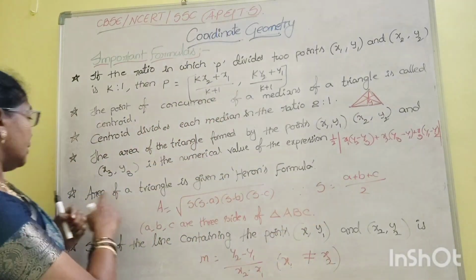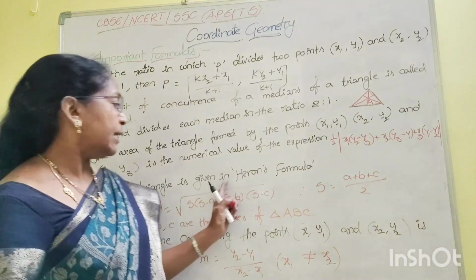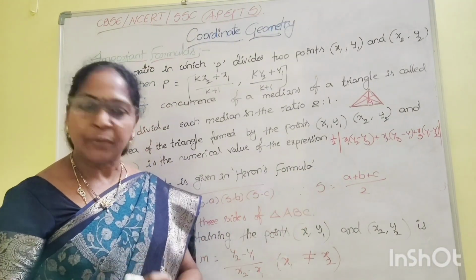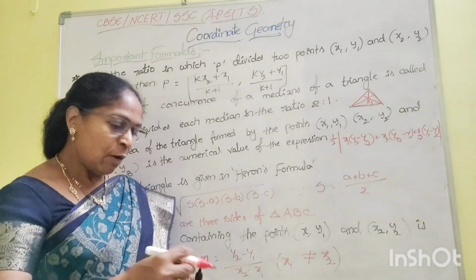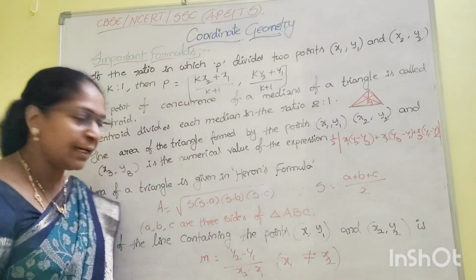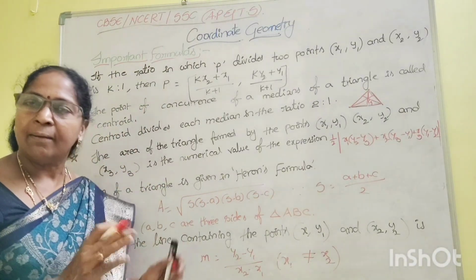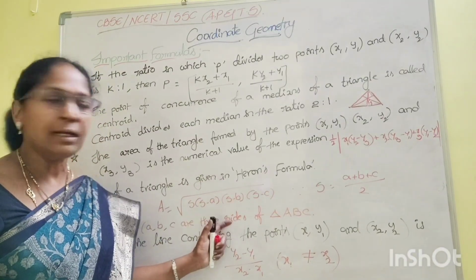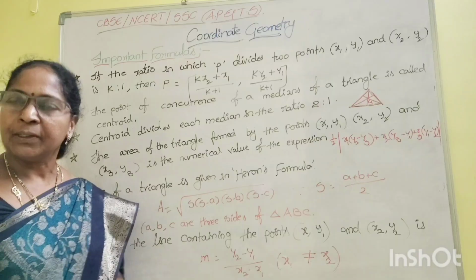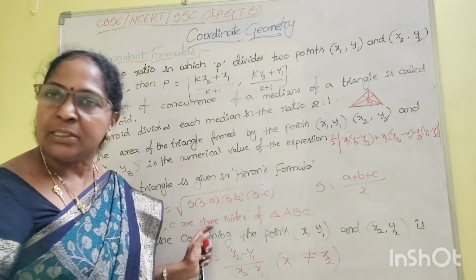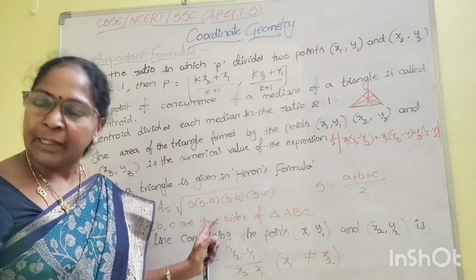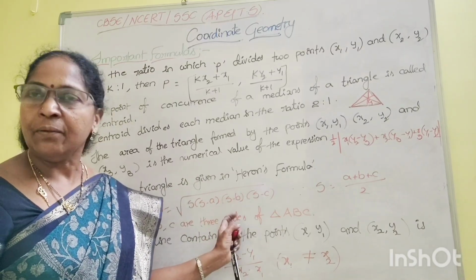Next one. The area of a triangle is also given by Heron's formula. This is another formula, which we call Heron's formula. What is that Heron's formula? This is also the area of the triangle, but by using Heron's formula we can find the area of the triangle. Here, A equals square root of S into S minus a into S minus b into S minus c.